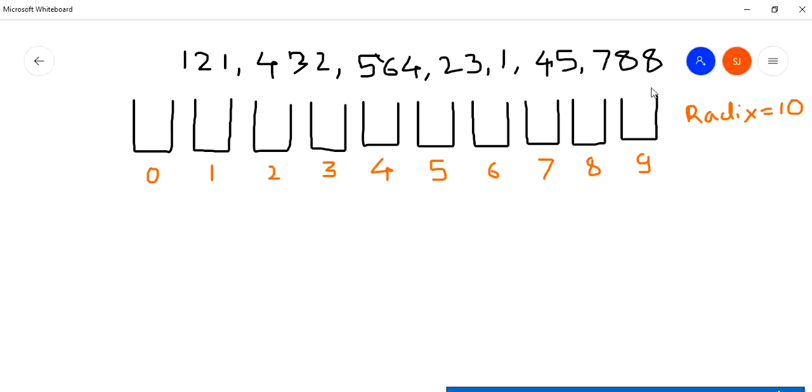Here we want to sort 7 numbers because the size of the array is 7. What do you do? Every number has a unit digit place, a tens digit place, or a hundreds digit place if it is there.